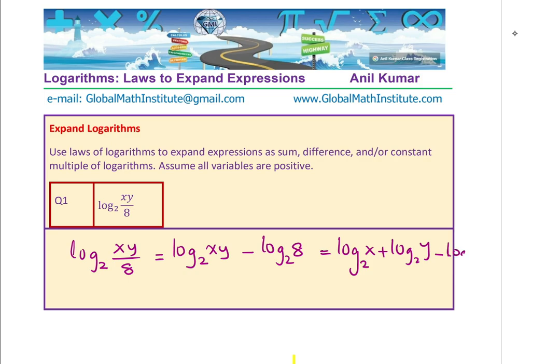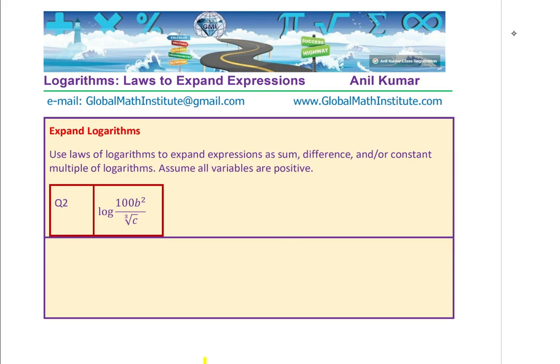Now, how do we get it? So, we could write 8 as 2 cubed, right? So, I could write 8 as 2 cubed. So, now I'll write down my final answer, which is log to the base 2 of x plus log to the base 2 of y minus 3, right? Using the properties of logarithms. So that is how we get our solution. So you should really focus on this component, right? How did we write log to the base 2 of 8 as 3? Perfect.